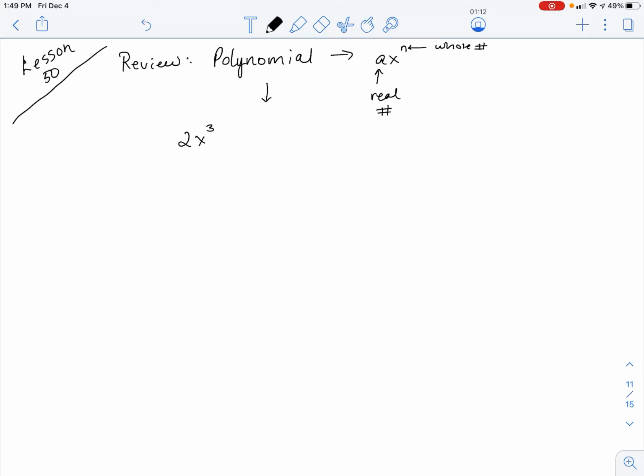We could have a 2x to the third as a term. We could have x with no exponent. Well, we know that's 1. The exponent would be 1. Or we would have xyz could be a possibility as well.